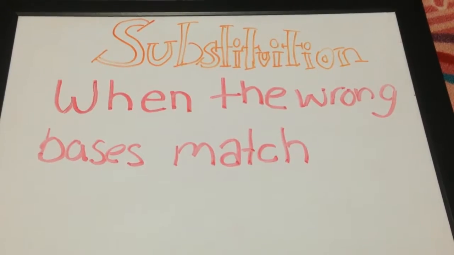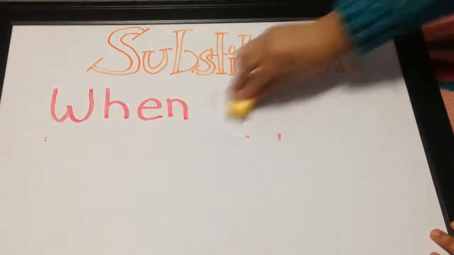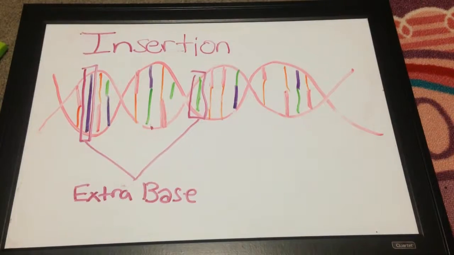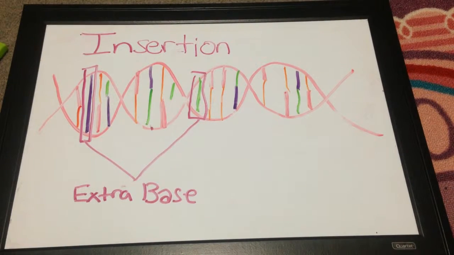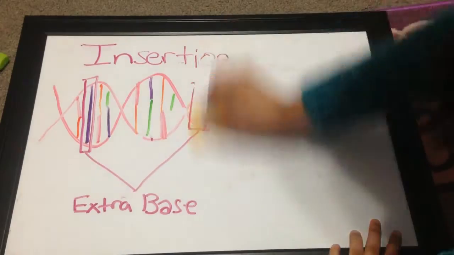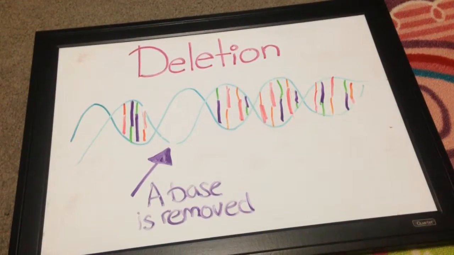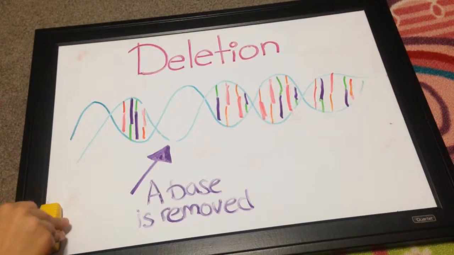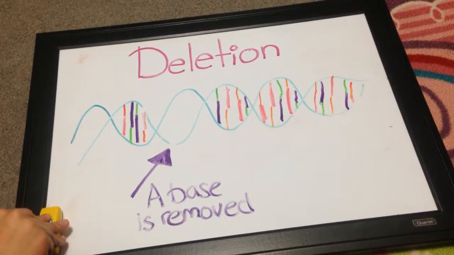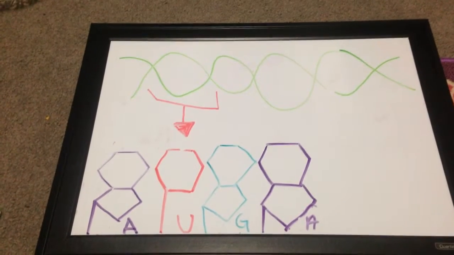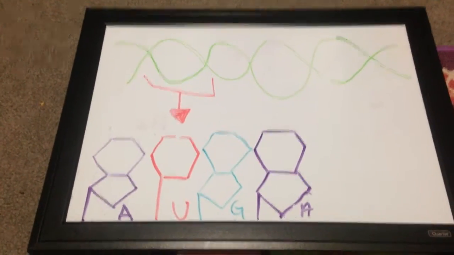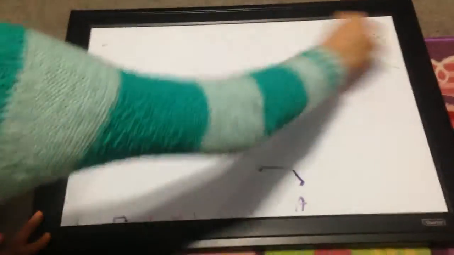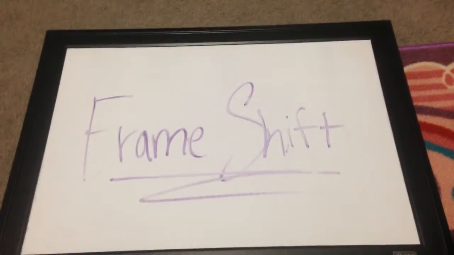First is substitution. This is when the wrong bases match. Next is insertion. This is when an extra base is added in. Next is deletion. This is when a base is removed. Insertion and deletion are the most dangerous in regards to the severity of the mutation. Bases in a nitrogenous base sequence are read in threes, so when a base is added or taken out, all the coding that follows the bases can get messed up. This is called a frame shift.